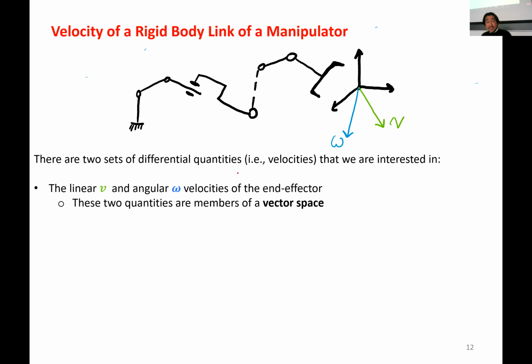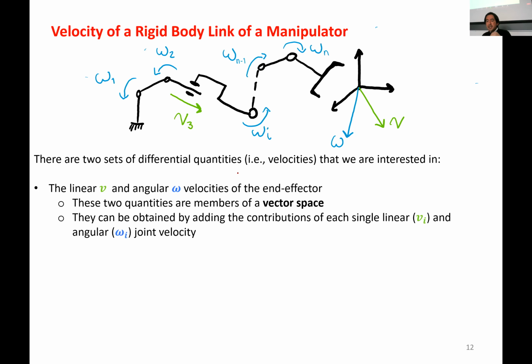What's important to know about these two quantities is that they are members of a vector space. So they satisfy a number of axioms, which are distributivity, associativity, and so on. But what's most important for us is that you can actually add them. You can add the contributions of each of the joints in a kinematic chain. For example, you can add the angular velocity of joint 1, the angular velocity of joint 2, the linear velocity, and then obtain the sum and relate it to the end effector velocity. This is key for what we're going to be working on today, because we're going to go from the beginning of the kinematic chain to the end of the kinematic chain.